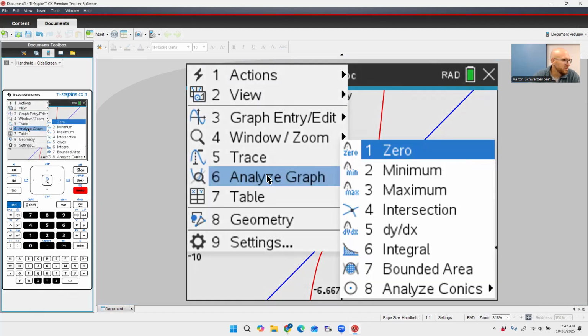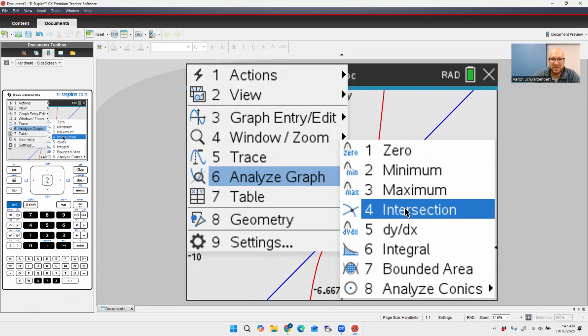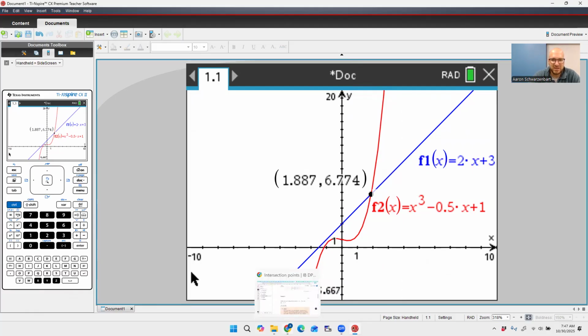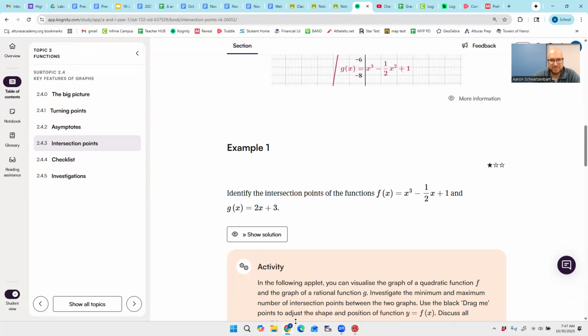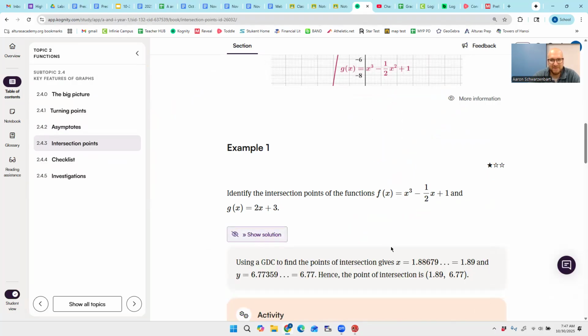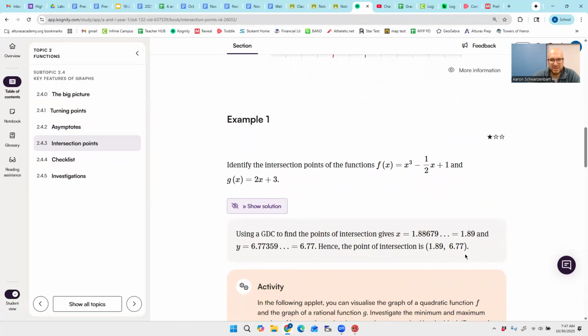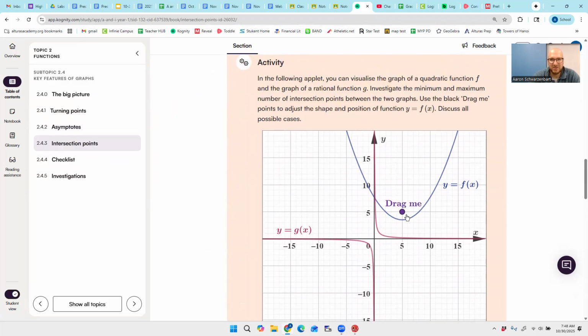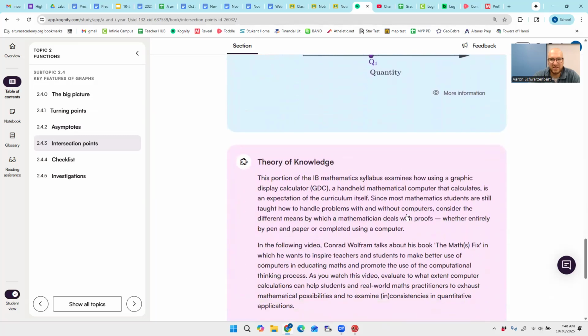Menu, analyze graph, intersection. And I will drag it away so I can see it. So there is using the calculator. If you need to draw it, make sure you draw what you see. And yes, that's what we got. You can do all kinds of things with these.